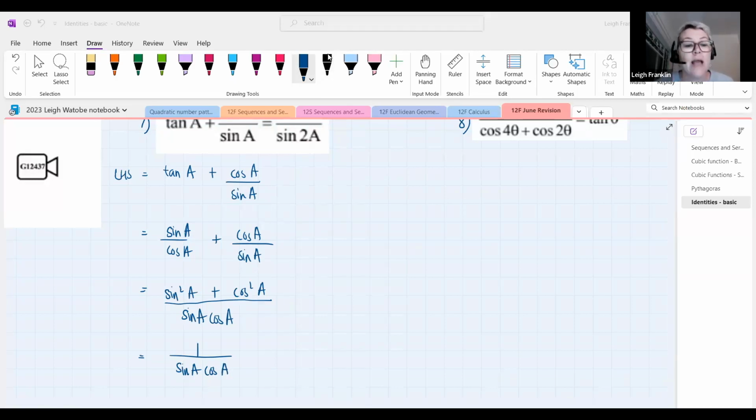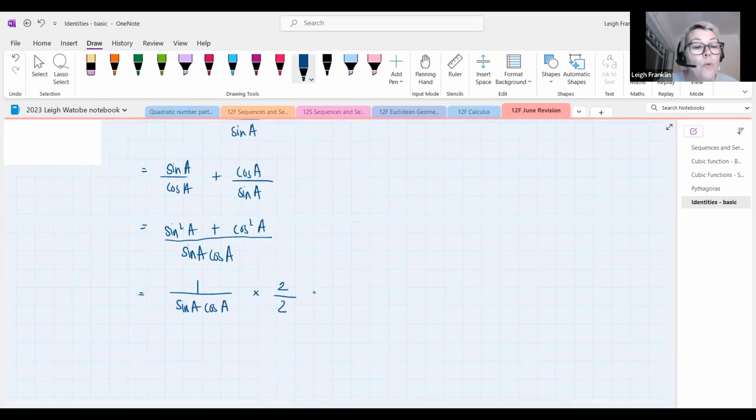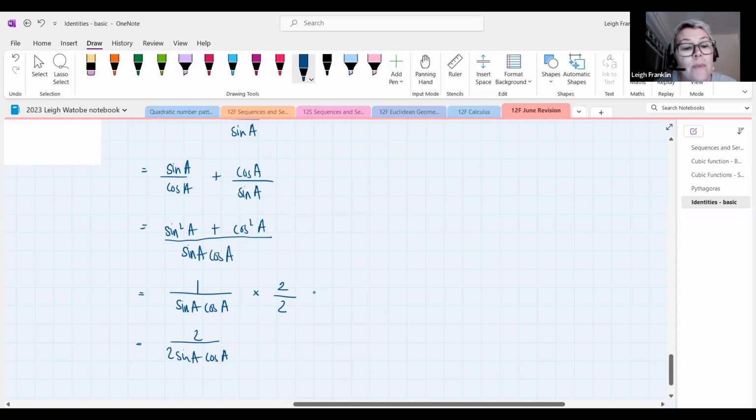Yes, lovely. And now, Sandisiwe, to answer your question, and everybody else, in case you were wondering what to do when you got to this step, you are allowed to multiply this by 2 over 2. The reason that you're allowed to multiply it by 2 over 2 is because 2 over 2 is 1. So you can multiply the top by 2 and the bottom by 2. When we multiply fractions, we multiply numerator with numerator and denominator with denominator. So that gives us 2 sine A cos A, and eventually this gives us 2 over sine 2A, and it's equal to the right-hand side.